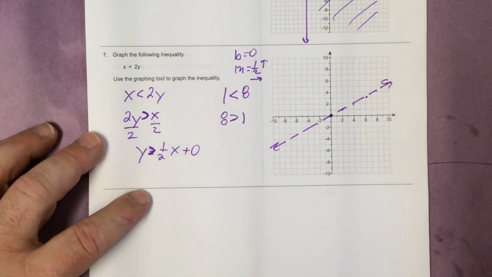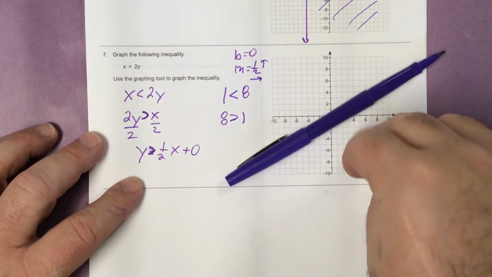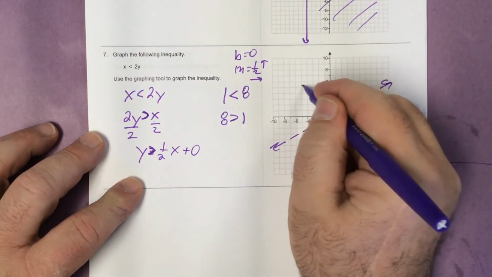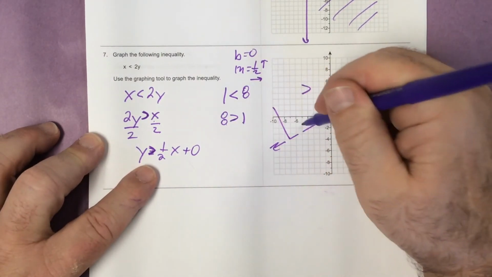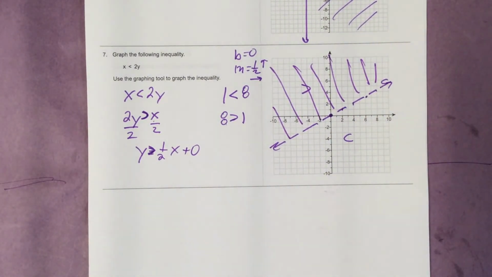Okay, so now I want to determine what side is the greater than side. If this is my ladder, this is less than because this is where the ladder falls. This is my greater than side. This is the side I want to shade. And there's going to be my solution.